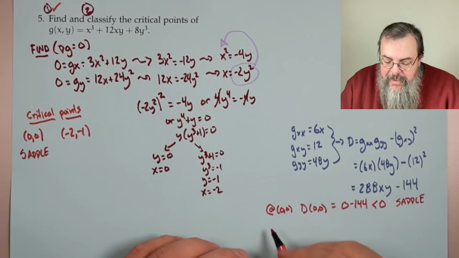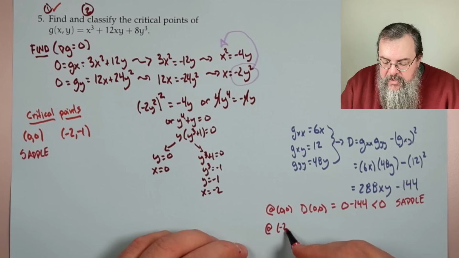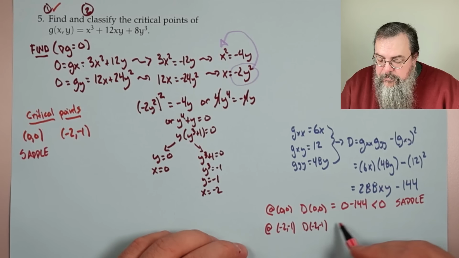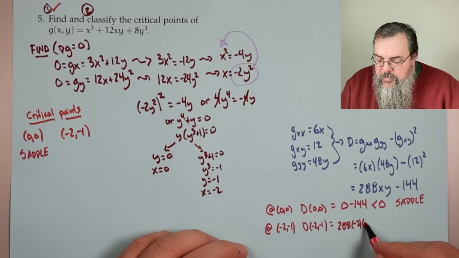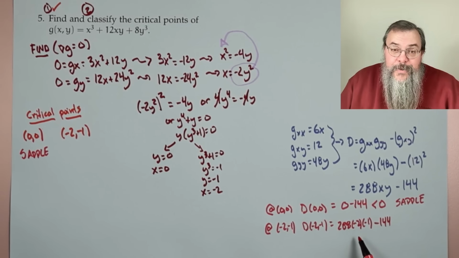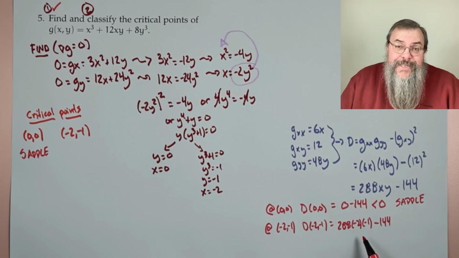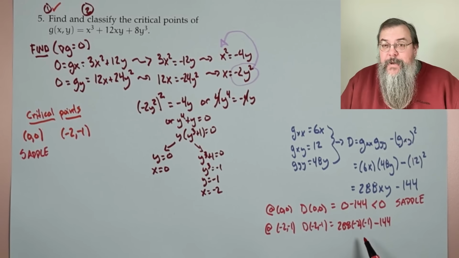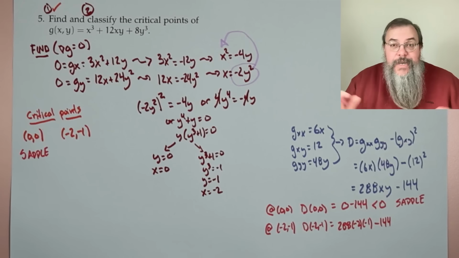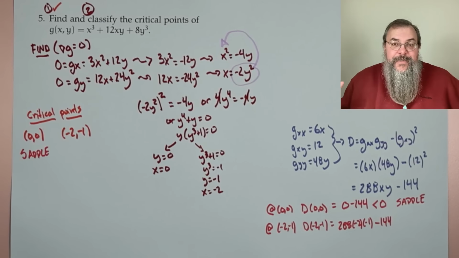Now, what about at (-2, -1)? Okay, so we plug that in. We're going to get 288 times -2 times -1, subtract 144. Now, do we need to do this computation? We actually don't have to get the exact number. We don't have to know that 288 times 2 is 576. We don't care.